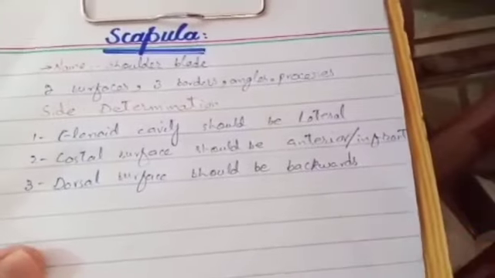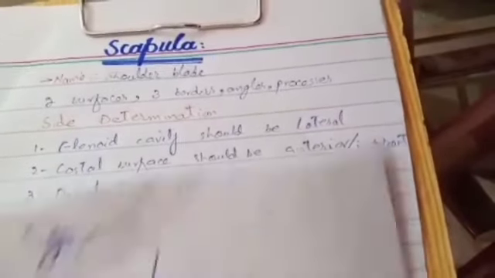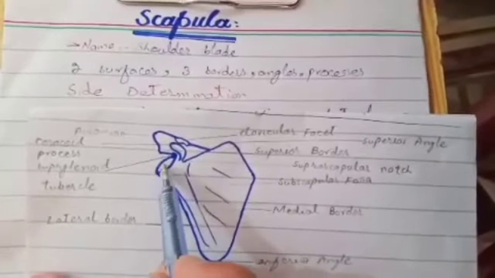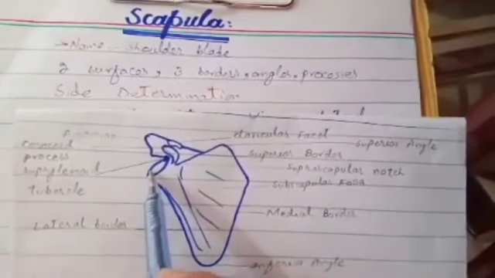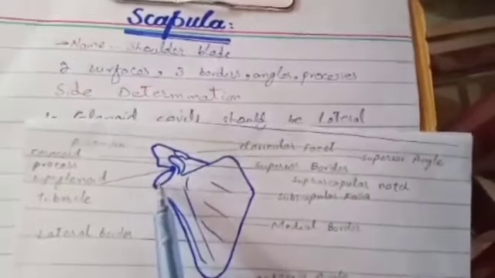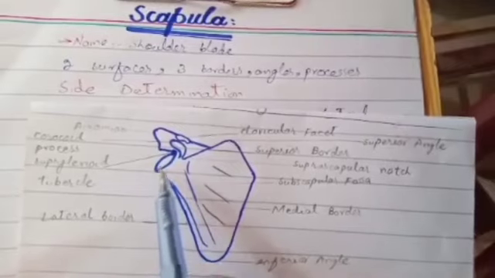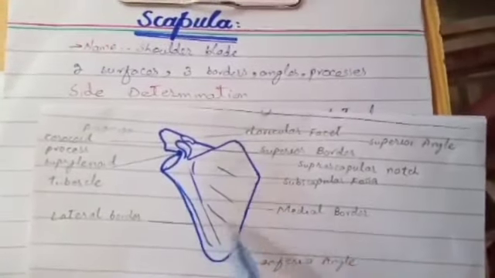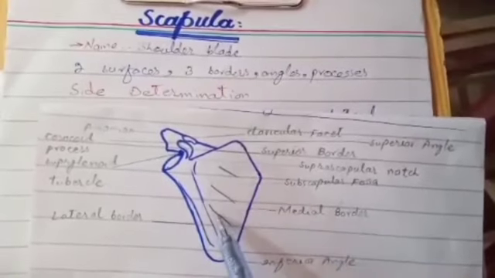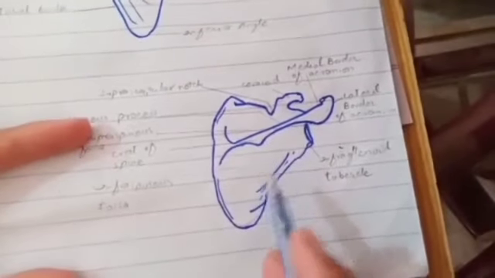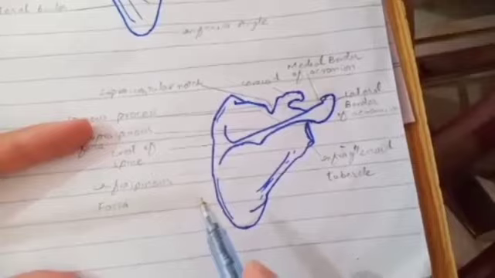We discuss it with the diagram now. Look, this is the glenoid cavity. It should be placed on the lateral side. This is the first point. The second point is that the costal surface should be kept facing forward. The dorsal surface, which is shown here, should be backward.